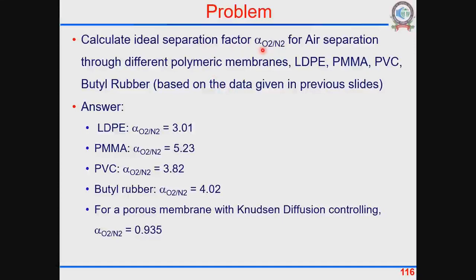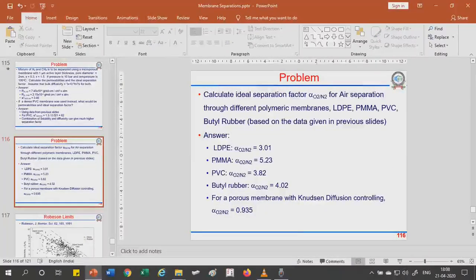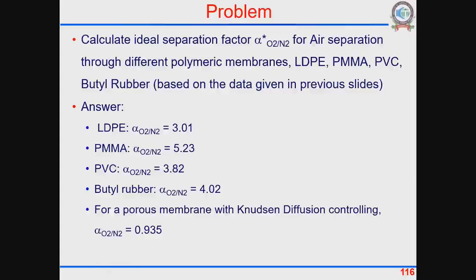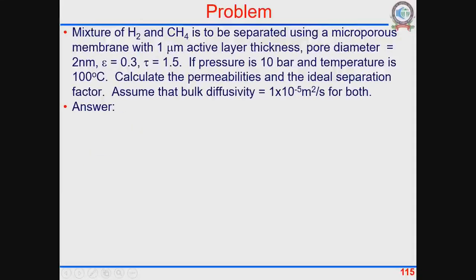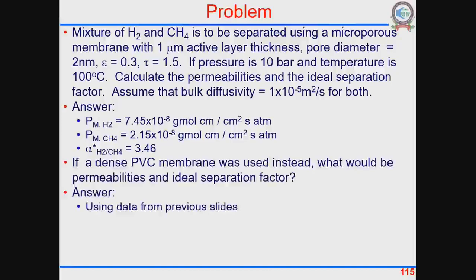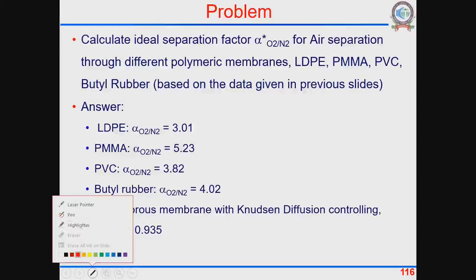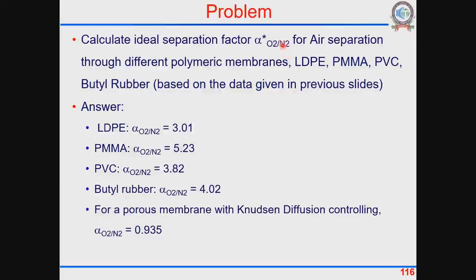Just another small problem. Calculate the ideal separation factor for, again, correction. This is alpha star, the ideal separation factor. Right? So I would like you to calculate the ideal separation factor for oxygen nitrogen separation for air. So imagine you want to make oxygen pure. Let's say for a medical application, somebody wants to be given oxygen for ventilation purposes and so on and so forth.